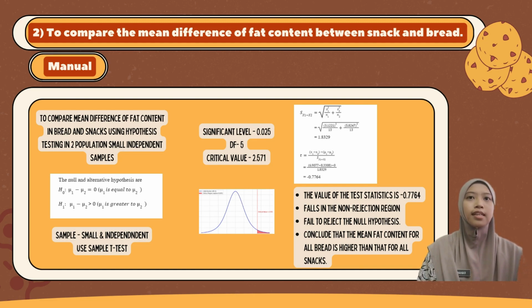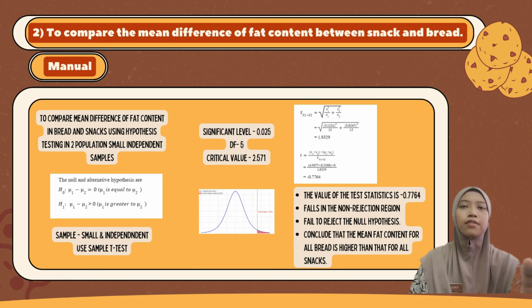So it indicates that the test is right tail. For the degrees of freedom, we get 5 and the critical value is 2.571. After that, we use the formula for x1 bar minus x2 bar, and the answer is 1.8329. Then we use the formula again and the answer is negative 0.7764.